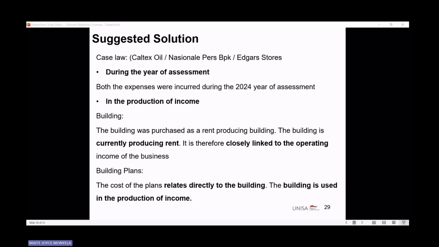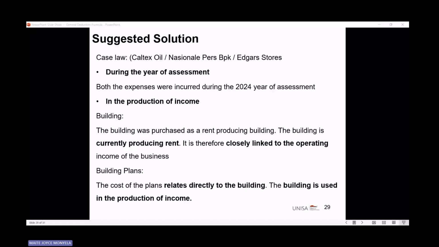It must meet all the requirements. Remember on the first slide, I said all the requirements must be met before we can deduct it. So if it doesn't meet one of the requirements, it's a total fail, it is not a deduction. It doesn't qualify for section 11A. All the requirements must be met.